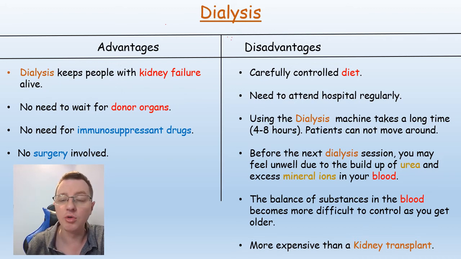However, there are also a number of disadvantages that need to be considered when a patient needs dialysis. They must carefully control their diet. They need to attend the hospital regularly. Using the dialysis machine takes a long time, between 4 and 8 hours, and the patients cannot move around. Before the next dialysis session, you may feel unwell due to a build-up of urea and excess mineral ions in your blood, and the balance of substances in the blood becomes more difficult to control as you get older.